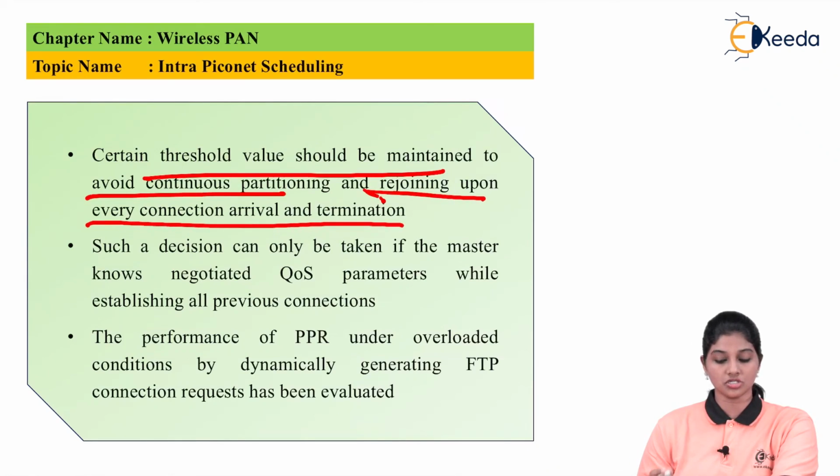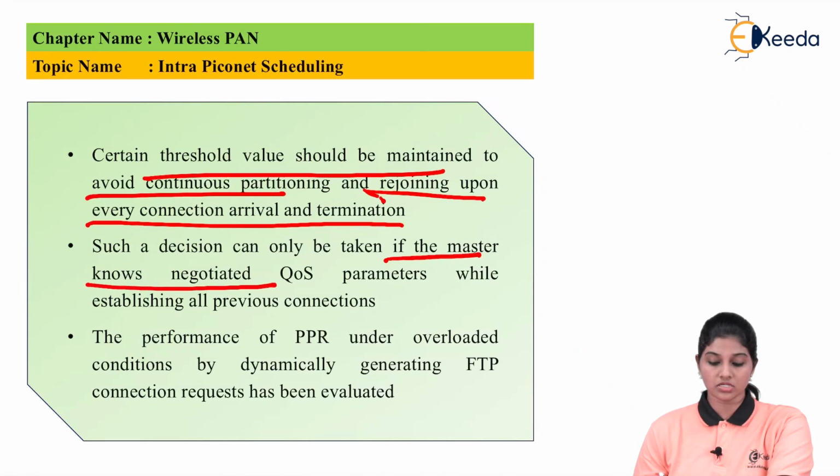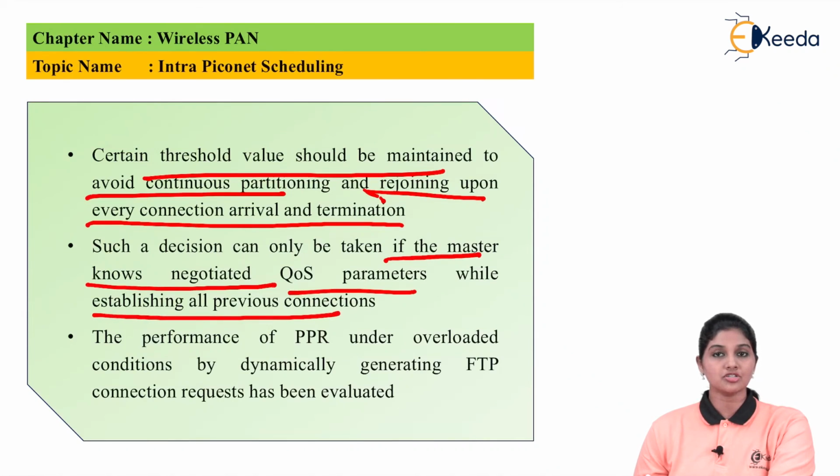Now, such decisions can be taken if the master knows the negotiated QoS parameters while establishing all previous connections. So if the master is aware of the QoS requirements or QoS parameters of the previous connections, then it is possible to set a certain threshold value. By using this threshold value, it is possible to avoid continuous partitioning, and it is possible to maintain the rejoining of the Piconet.